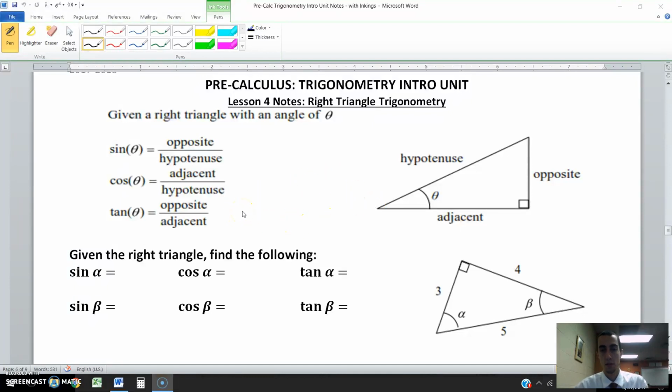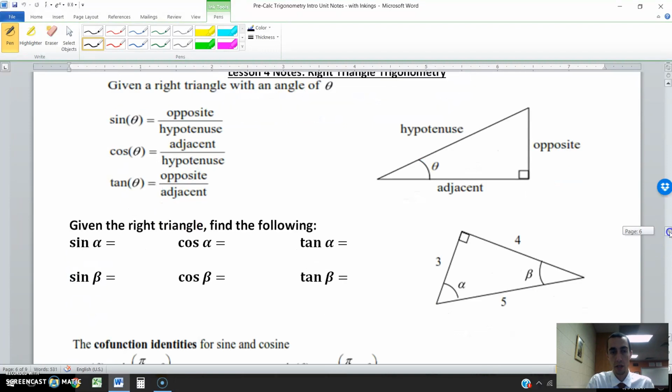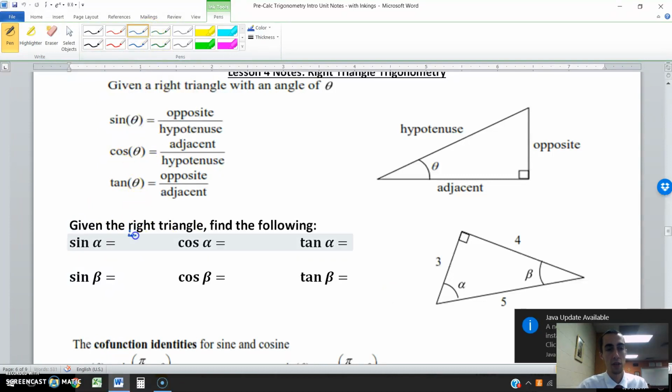For instance, in the example below, we have a right triangle where we have side lengths 3, 4, and 5. Angles alpha and beta are labeled. So we're asked to find the sine, cosine, and tangent of alpha. So with respect to angle alpha, the 4 side is opposite and the 5 is the hypotenuse. And so we have the sine of alpha is 4/5.